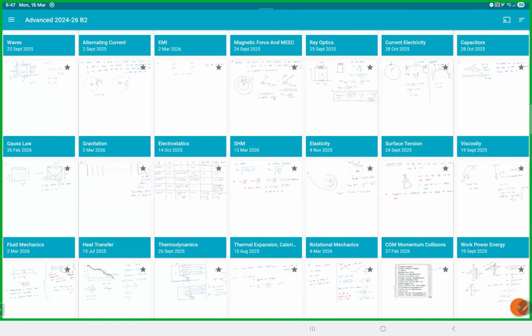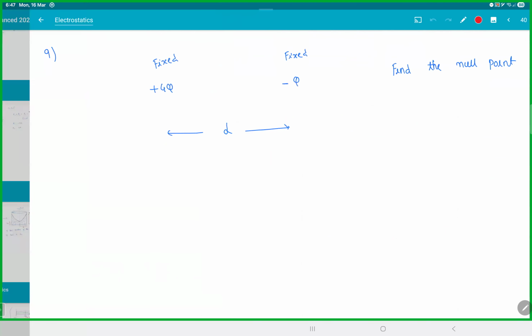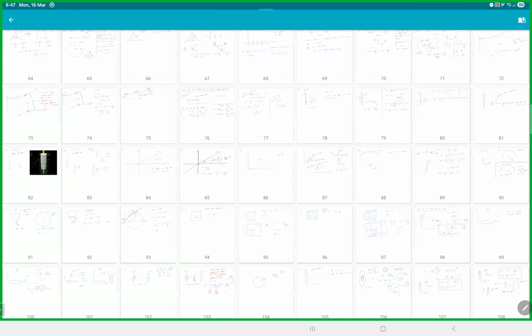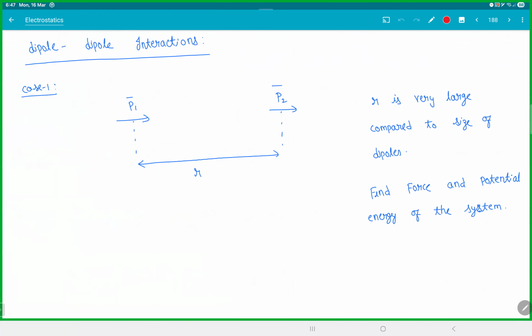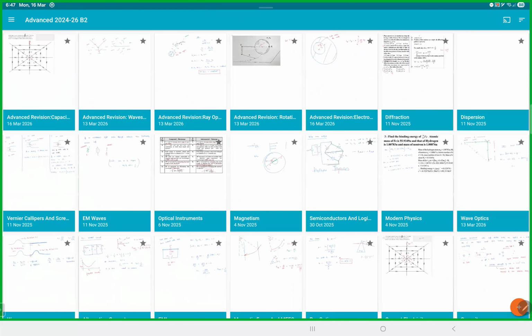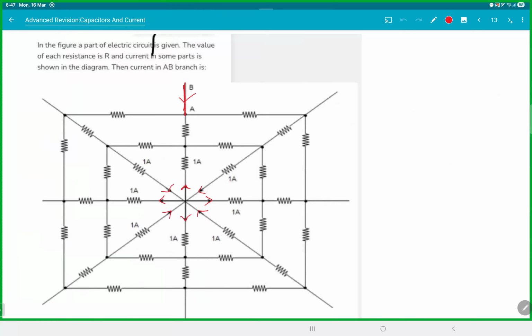This is not the first time, and it's not like I'm predicting questions or something. When you do so much, something or other will keep popping up. Electrostatics, we did dipole forces. These things came in matrix matching. It is not because I'm predicting something. When you do so many models, something or other will pop up. The concepts are limited. How much can they play around?